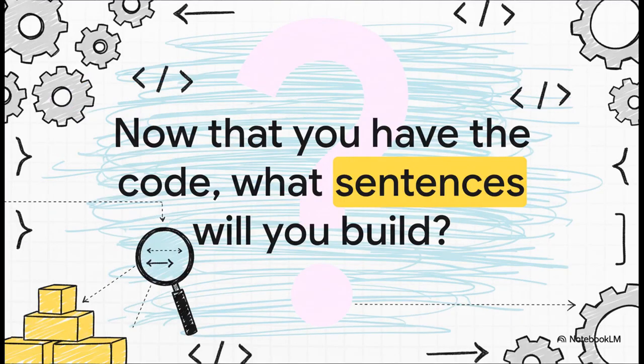So there you have it, the whole system. It's not a secret language after all, is it? It's just a set of rules. The question isn't, which one should I guess anymore? Now it's, which rule applies here? So you have the code. The only question left is, what sentences are you going to build with it?